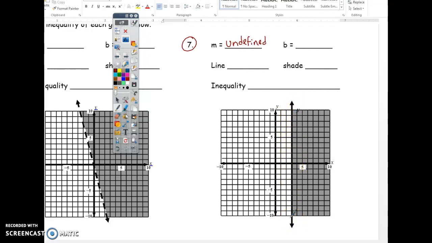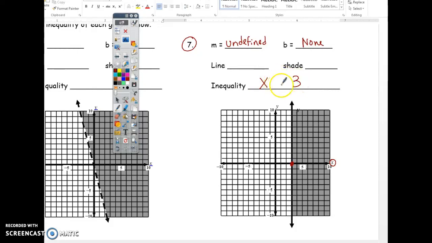Okay? And then the B is the y-intercept. Well, it never crosses the y-axis, so it doesn't have any. None. Okay, but it crosses the x-axis right here at 3. So that's why it's an x-equal line at 3. Okay, x-equal line at 3.